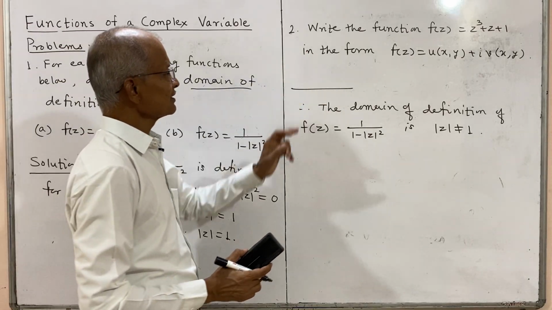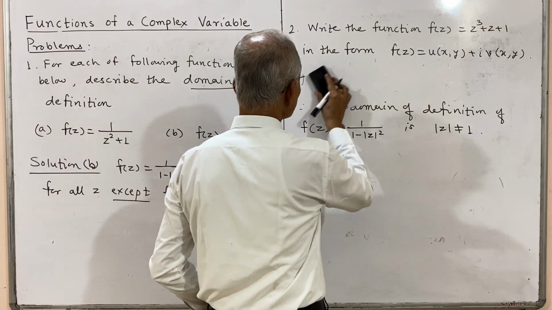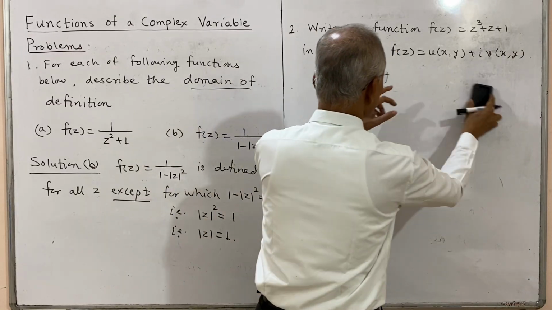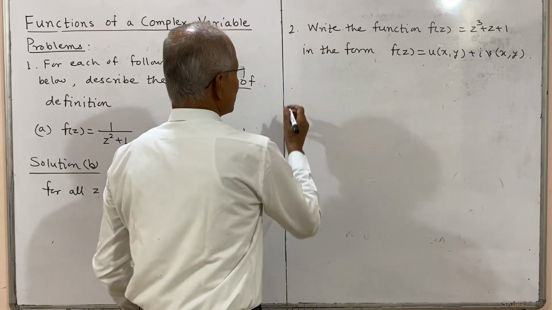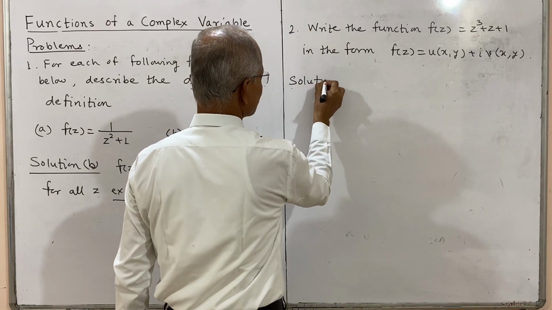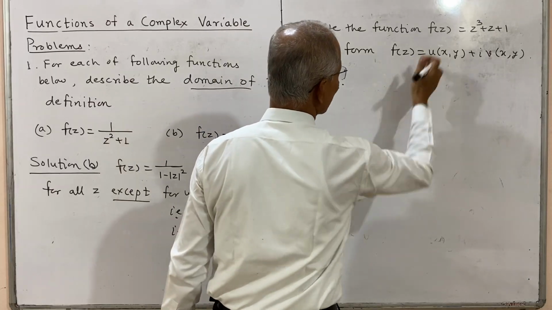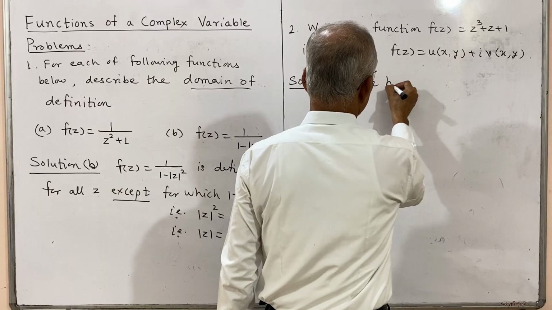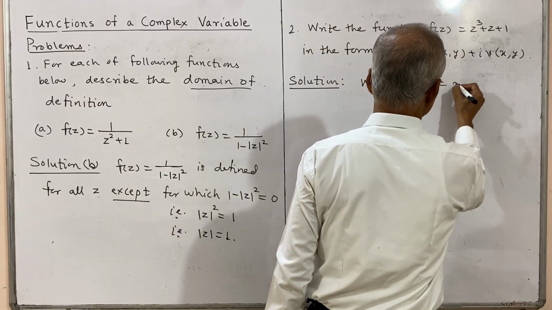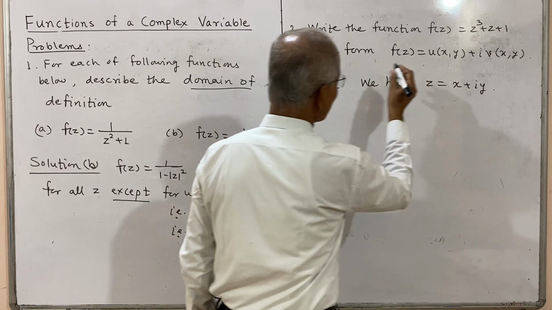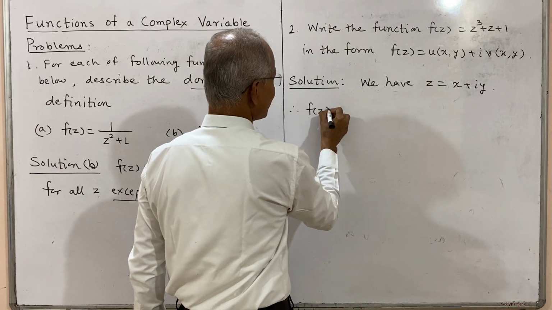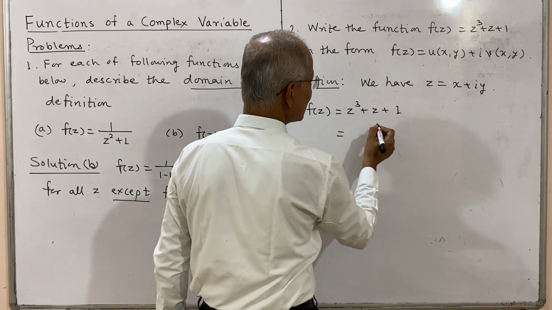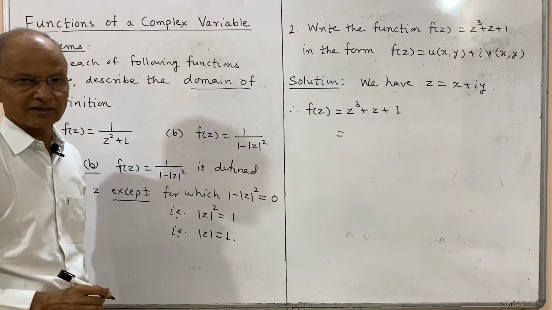Now we shall consider the second problem, which is to write the function f(z) = z³ + z + 1 in the form u + iv. So for the solution of the second, we have z = x + iy, and therefore f(z) = z³ + z + 1. In this we shall put the value of z as x + iy and simplify it.